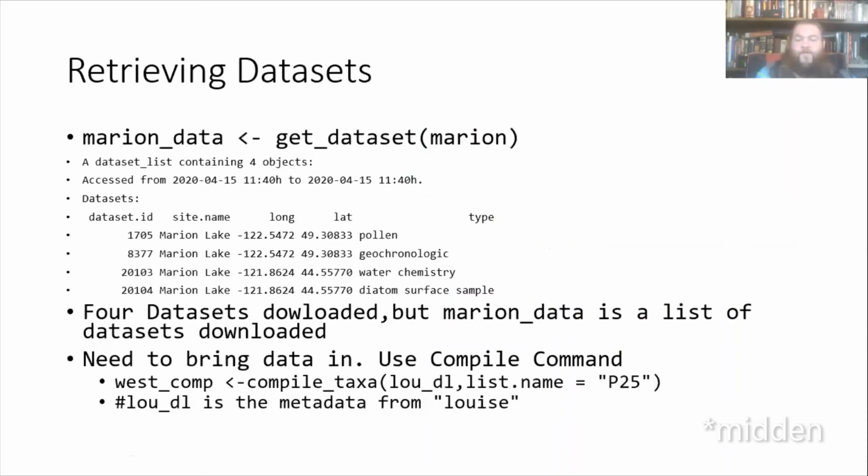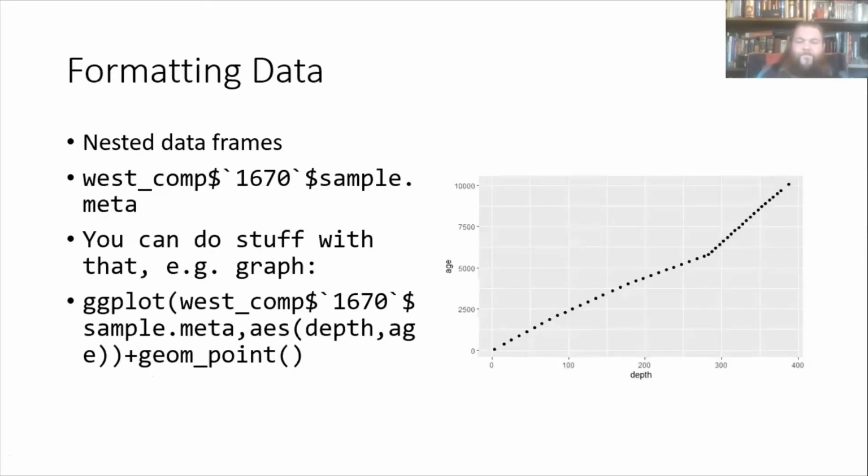So now we want to actually retrieve the data sets, and we can use this get dataset command to retrieve the actual data sets. Unfortunately, it's not compiled. The object Marion data is just a list of data sets downloaded. We can use this compile taxa command to bring stuff in, though. And I've done this for the metadata from the Louise Pond, which is also in British Columbia. So we have these wonderful nested data frames that we can do stuff with.